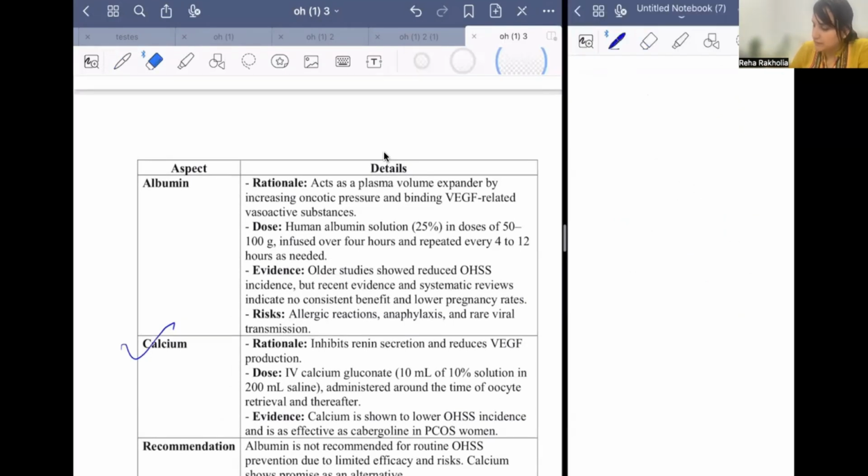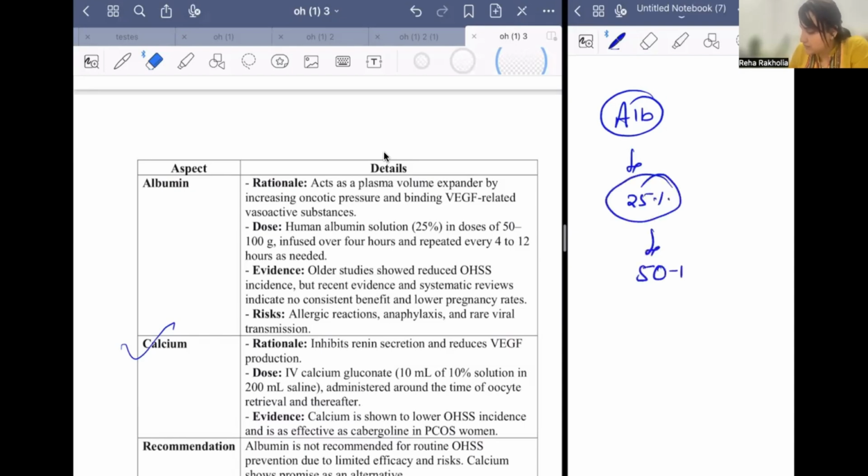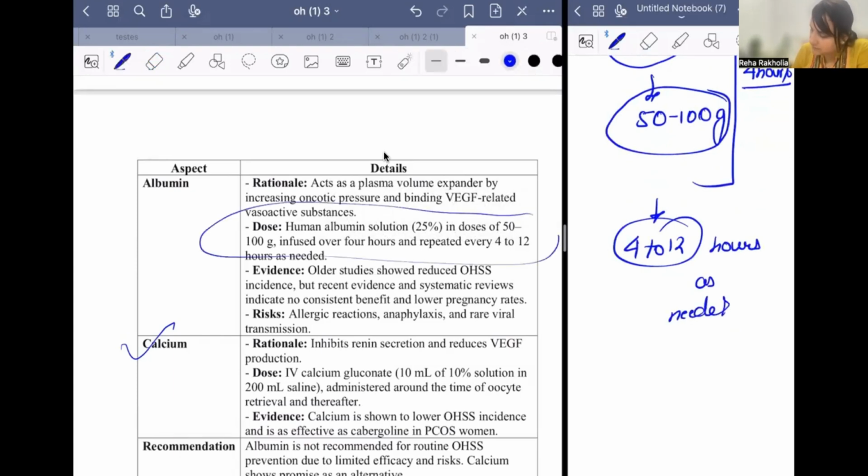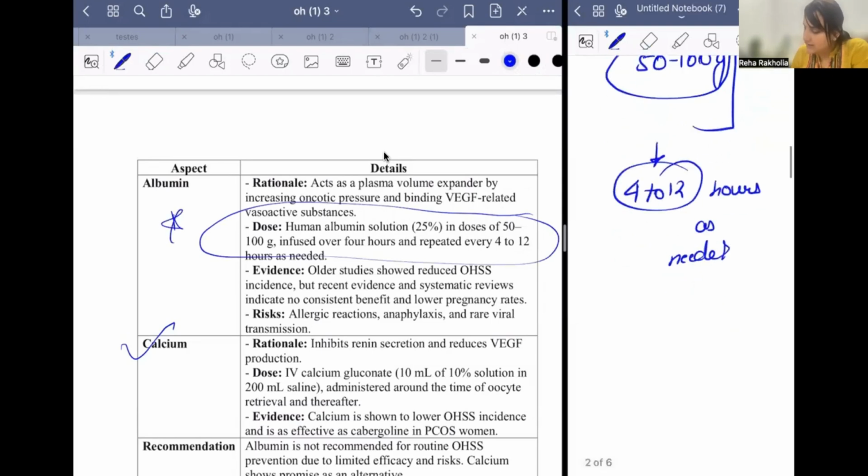We'll talk about the doses of albumin: 25% albumin in a dose of 50 to 100 grams infused over 4 hours and repeated every 4 to 12 hours as needed. You can see the doses here. Now we'll talk about calcium.